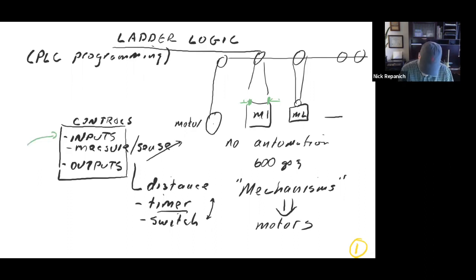What else do you need? What else did you want to do if you're doing automation? So we got switches, we got timers. What else would you want to do? What else are you guys going to do in your machine? Think about your napkins. What other things are you going to want to control?